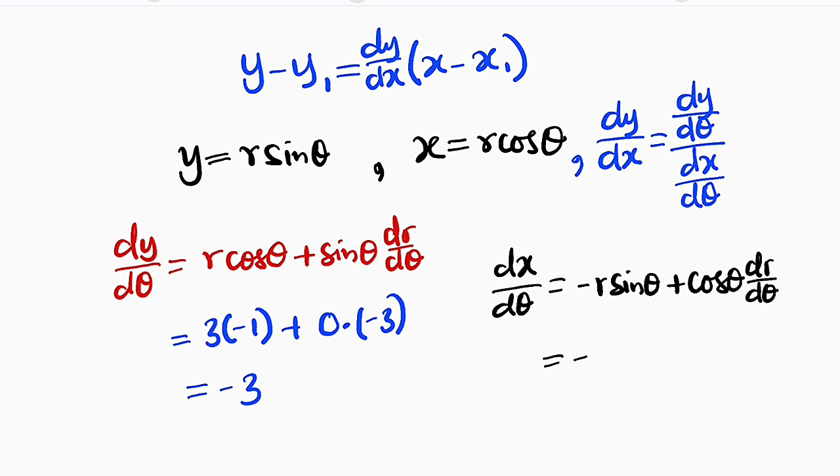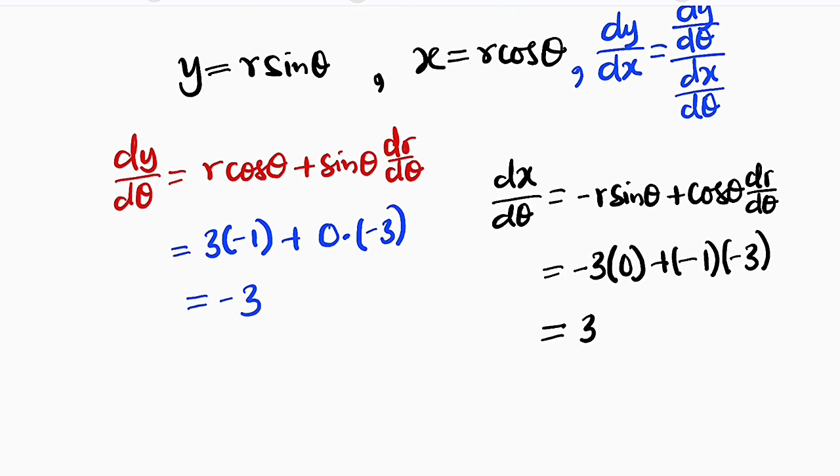Substitute everything. This is minus, what is r? R is 3. Sine of pi is 0. Plus cos of pi is -1. Then dr over d theta is -3. Simplify everything here. This is 0. This is +3. All right.